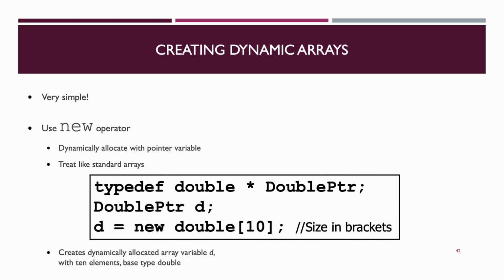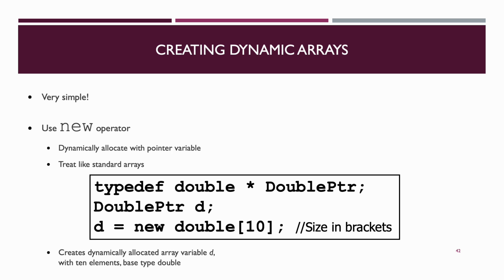Okay, so how can we create dynamic arrays in C++? It's a very simple process. It allows us to allocate memory during the program's runtime, providing flexibility compared to standard arrays. Now we will use the new operator here. The new operator in C++ dynamically allocates memory from the heap, which allows you to create arrays where the size can be determined during the program's execution.